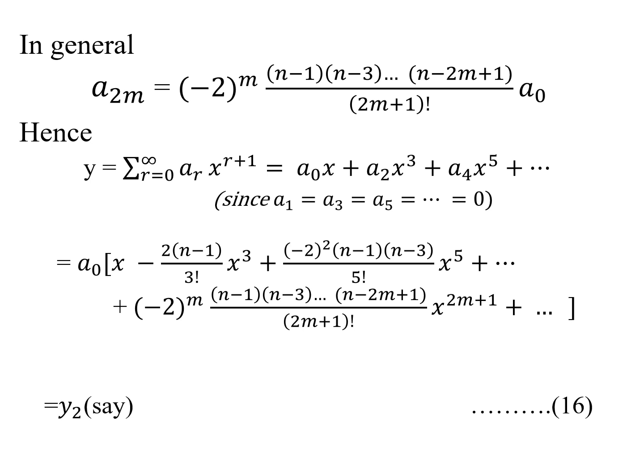and taking a naught outside, we are getting x minus 2 into n minus 1 by 3 factorial into x cube plus minus 2 whole squared n minus 1 n minus 3 by 5 factorial into x power 5 plus etc. The last term is minus 2 power m n minus 1 n minus 3 up to n minus 2m plus 1 divided by 2m plus 1 factorial into x power 2m plus 1 plus etc. This can be written as y2.